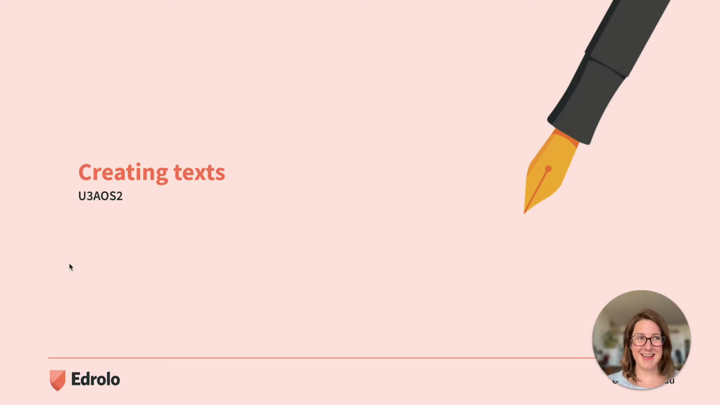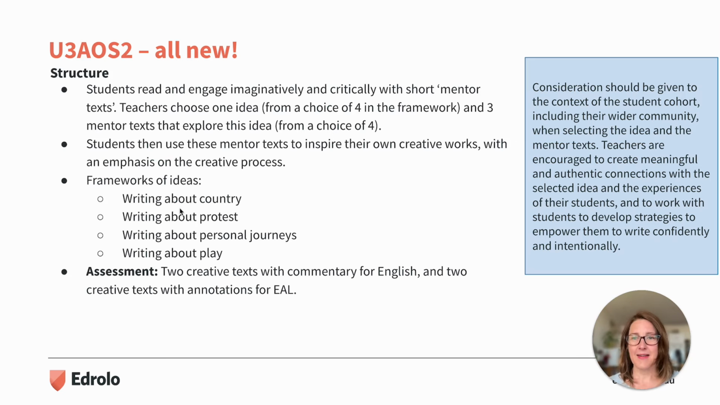So on to creating text, a brand new area of study. I hope everyone's excited. So this is just a brief outline of the way this brand new area of study is structured. Teachers choose one key idea from a choice of 4 in the framework of ideas here: country, protest, personal journeys, and play. And then choose 3 short mentor texts from a possible 4 in each idea that explore the particular idea that they've chosen. And students use these mentor texts to inspire their own creative works with a strong emphasis on the creative process. Assessment is 2 creative texts with commentary for English and 2 creative texts with annotations for EAL. So a subtle but important difference there, and we'll make sure that we go through both.